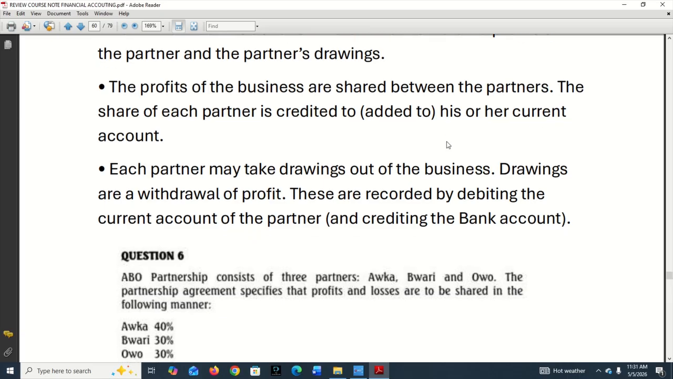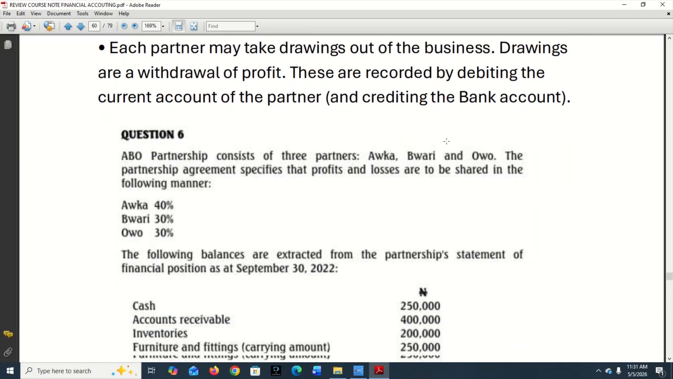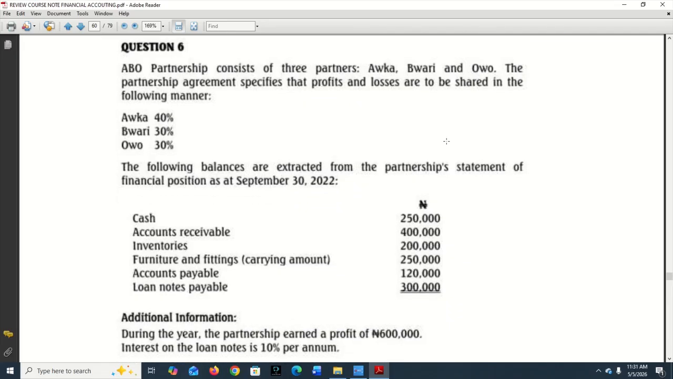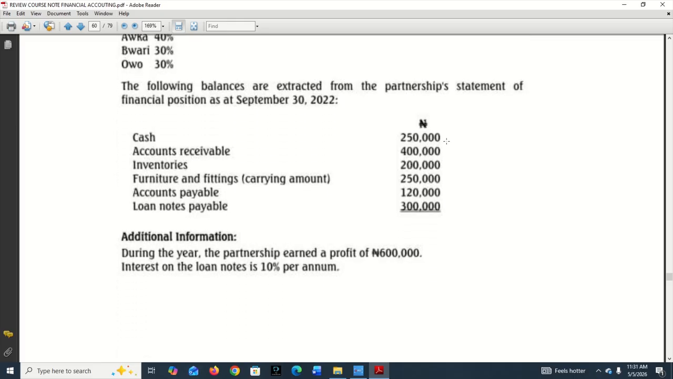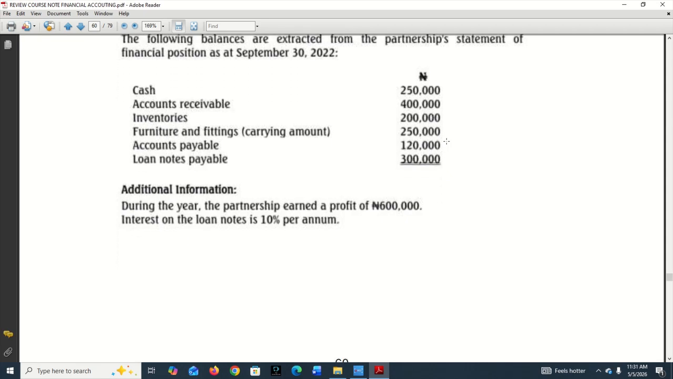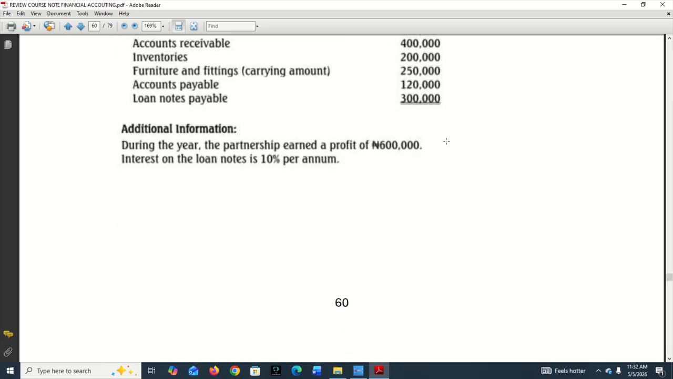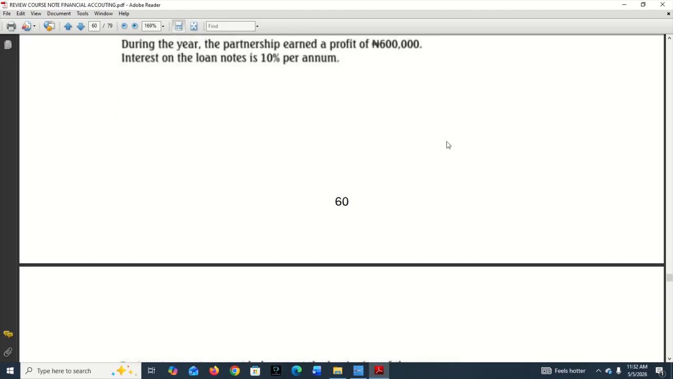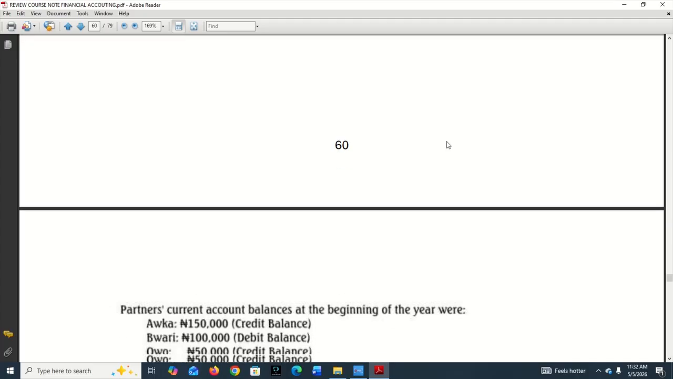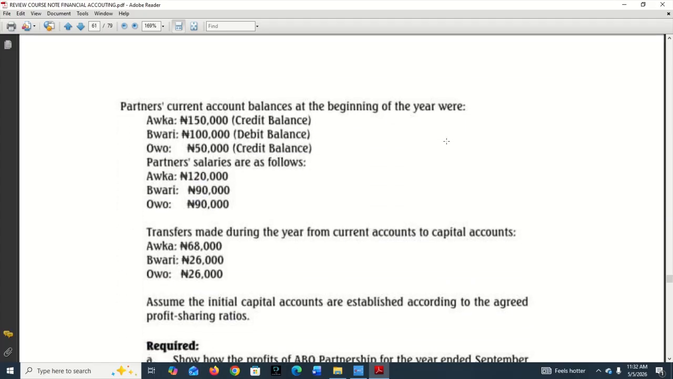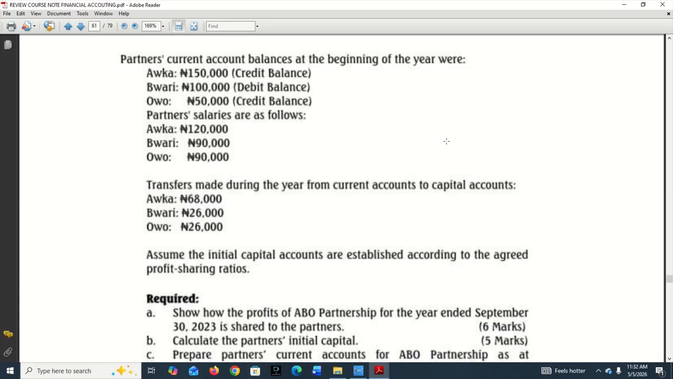Let's start this example, this past question, to further emphasize it. ABO partnership consists of three partners: Oka, Buhari, and Owo. The partnership agreement specifies that profit and losses are to be shared in the following manner: Oka is to take 40%, Buhari 30%, and Owo 30%. The following balances are extracted from the partnership statement of financial position as at September 30, 2022: cash, accounts receivable, inventory, furniture and fittings, accounts payable, and loan notes payable. Additional information: during the year, the partnership earned a profit of 600,000 naira, and interest on loan notes is 10% per annum. Partners' current account balances at the beginning of the year were Oka 150,000 and Buhari 100,000.